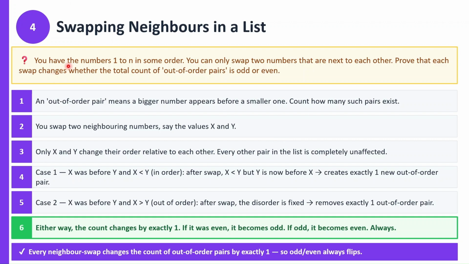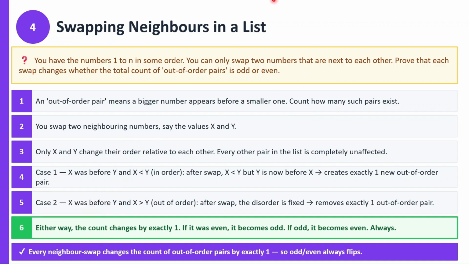Okay, you have the numbers 1 to n in some order. You can only swap two numbers that are next to each other. Prove that each swap changes whether the total number of out-of-order pairs is even. Okay. Wait a minute. Let me explain this to you.